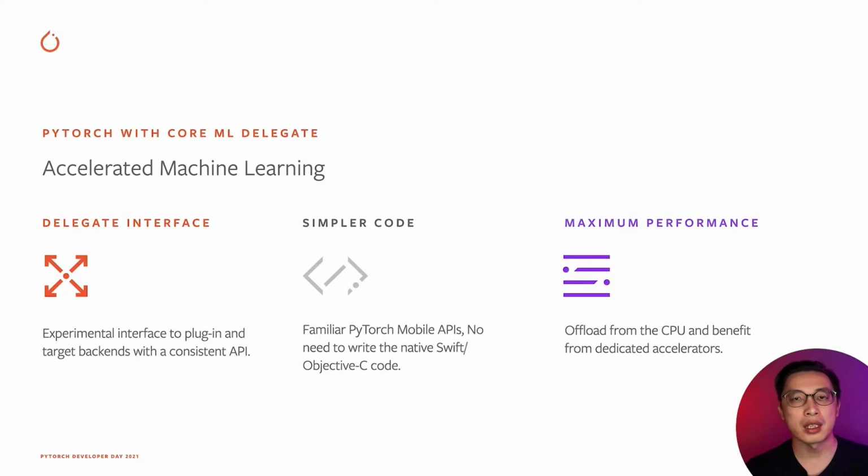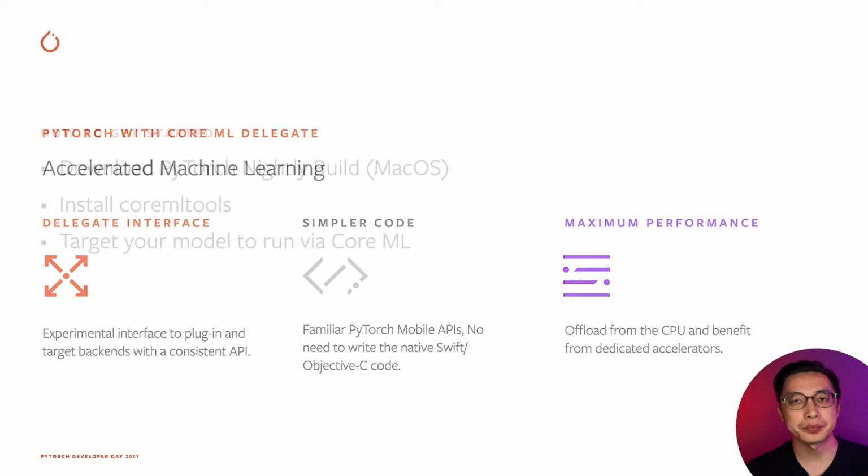We provide an experimental interface to let you target PyTorch models to CoreML with the consistent Python API. You get the same familiar PyTorch APIs with no need to write Objective-C or Swift code. You can offload directly from CPU to dedicated hardware to get maximum performance out of your device.